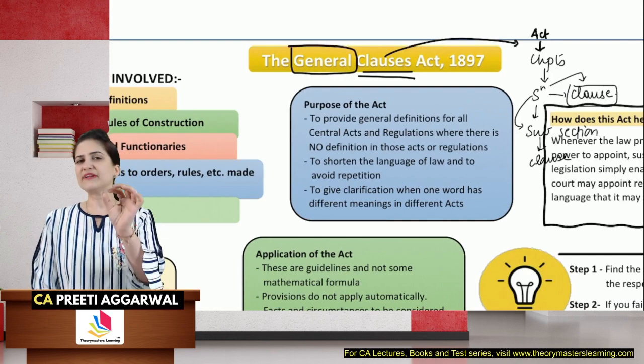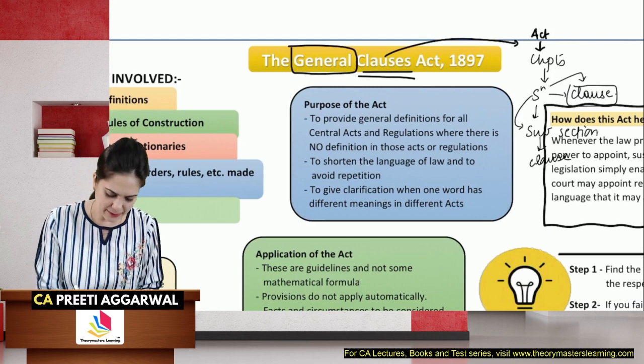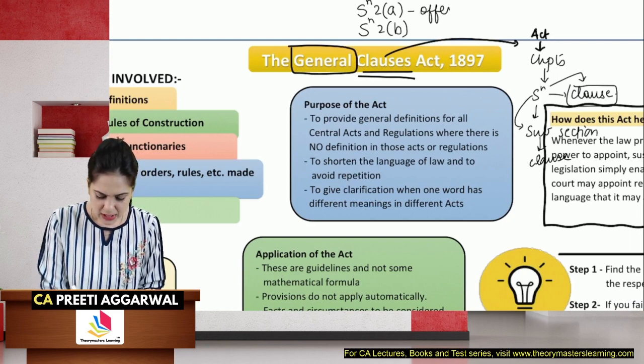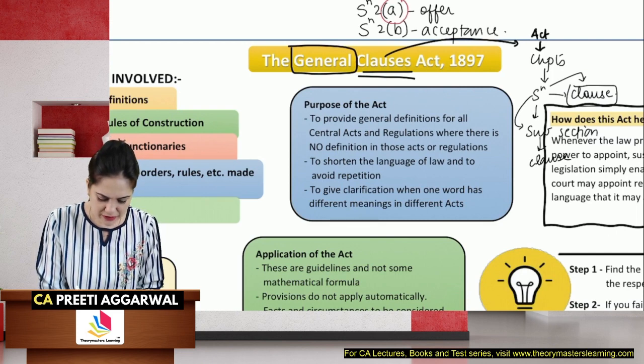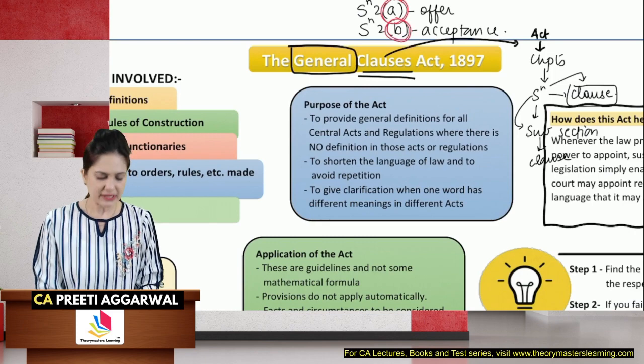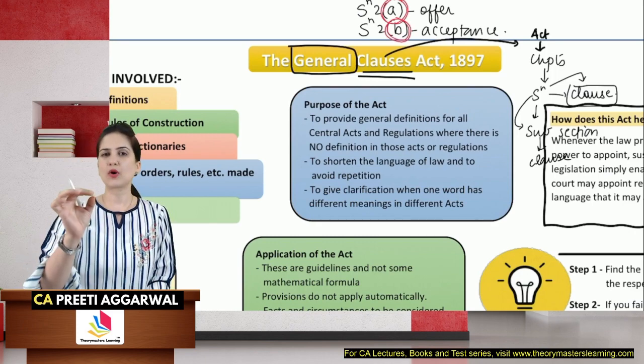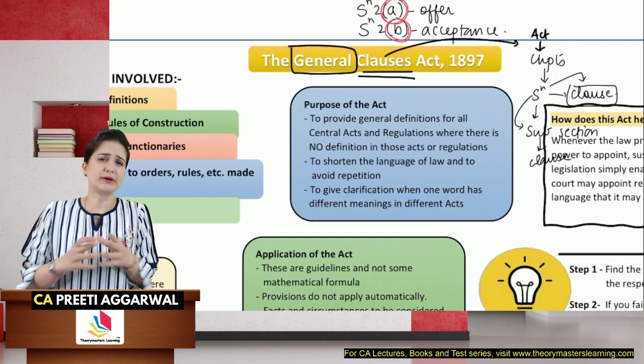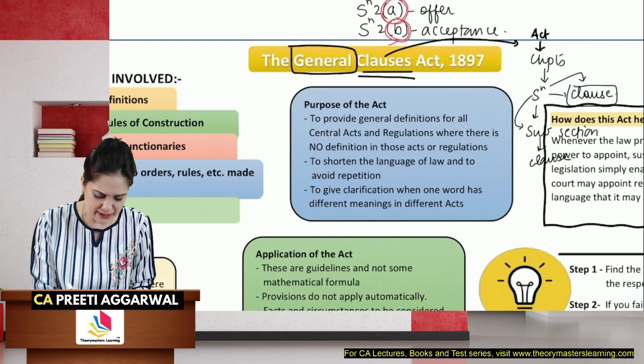Why? Because every definition is different. For example, you study section 2 clause A, section 2 clause B. In the Contract Act we discuss section 2 clause A defines offer, clause B defines acceptance. Now, why are we using the word clause over here and why not subsection? The reason is that each of these clauses is discussing a separate, independent, different concept. They are not interdependent on each other.